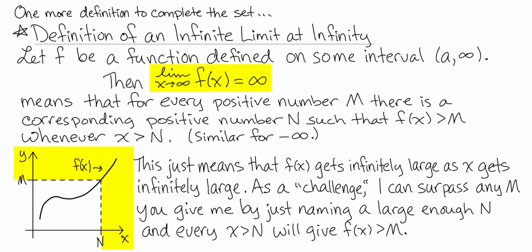So if you tell me I need to get past 100, then I can find a corresponding n so that every x larger than n will produce an f of x larger than m. And with negative infinities, we would just talk about things being smaller or more largely negative.